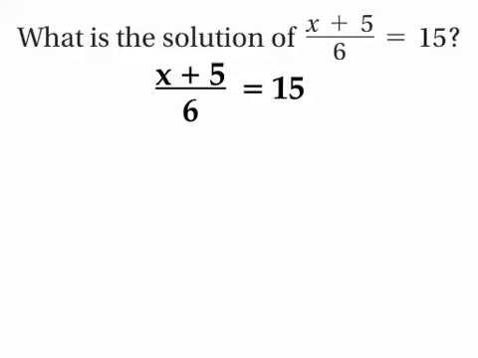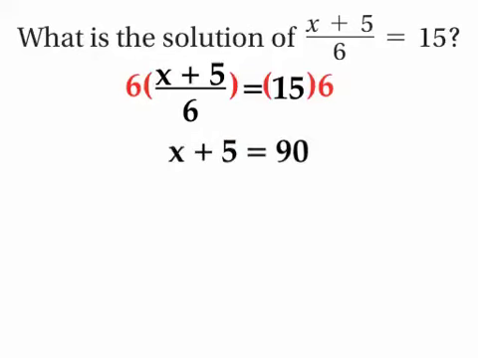Now, because x plus 5 is what is being divided by 6, I cannot subtract 5 yet from both sides. I need to get rid of my dividing by 6 first, because subtracting 5 I would not be able to do, because it's not just a 5, it's a 5 divided by 6. So first I need to get rid of dividing by 6, which means I need to multiply by 6 on both sides, which gets me x plus 5 equals 90.